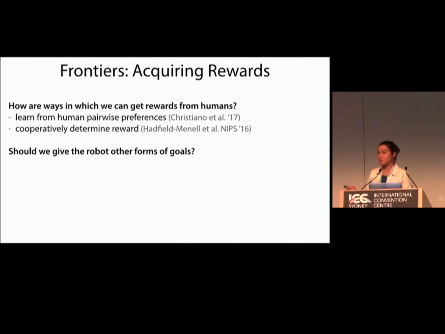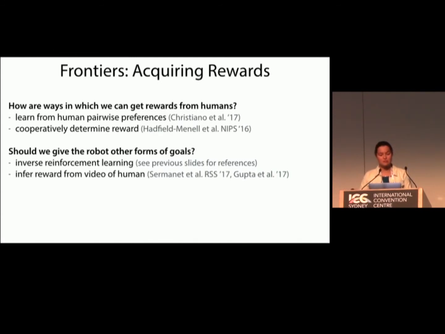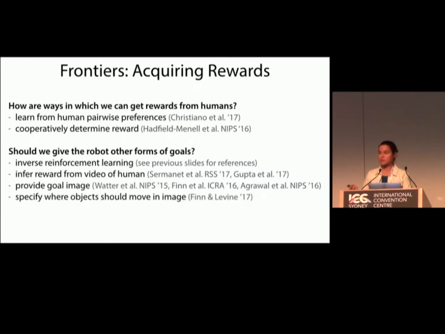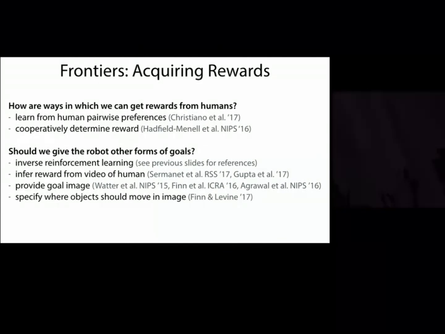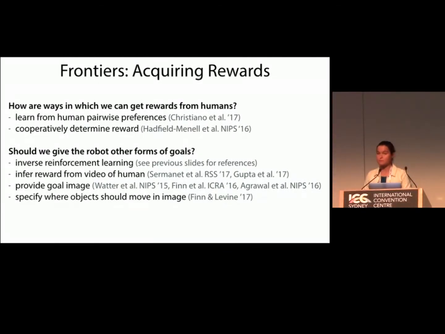And there are other forms of goals that we can provide to our robots. I talked about inverse reinforcement learning to try and get the goal from a set of demonstrations. We could also try to infer the reward function from a video of a human or a goal image. And we could also try to specify where objects will move in an image. And these are just a couple possibilities. I think there's a lot of room for exploration and interesting directions in this problem. And lastly, there's been a couple of recent works on trying to give language instructions to the robot.